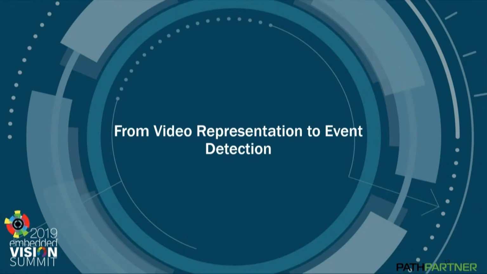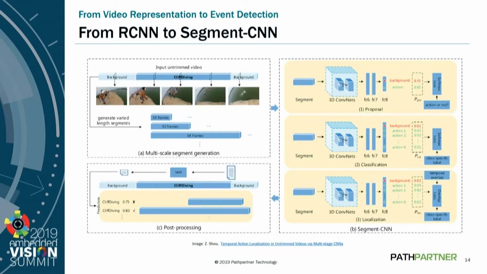So now that we know what exists in the sense of extracting meaningful representations from video using deep learning, how do we construct an event detector from this? And the solution is more straightforward than you think, I would say.